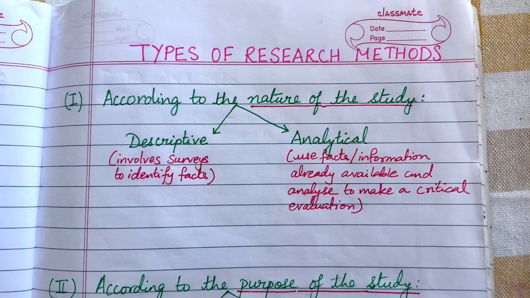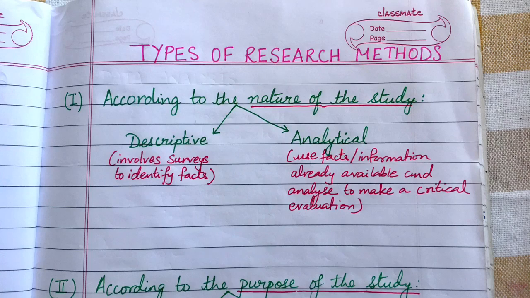Research methods can be defined as a systematic and scientific way of collecting data, compiling it, analyzing it, interpreting it, and then discussing the implications of it, pertaining to any research problem. Research methods can be classified into various categories according to the nature and purpose of the study.